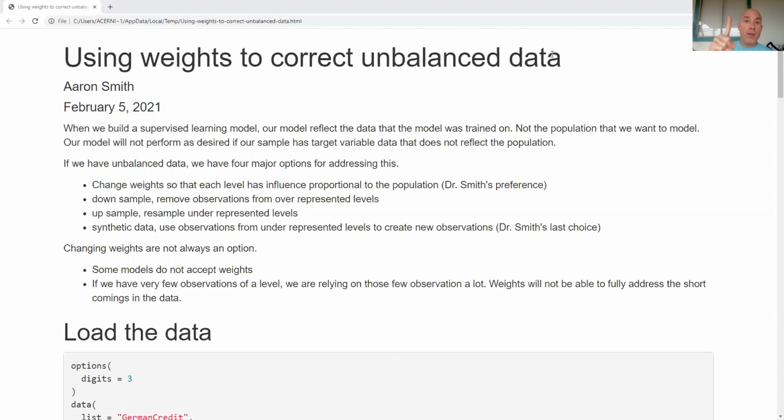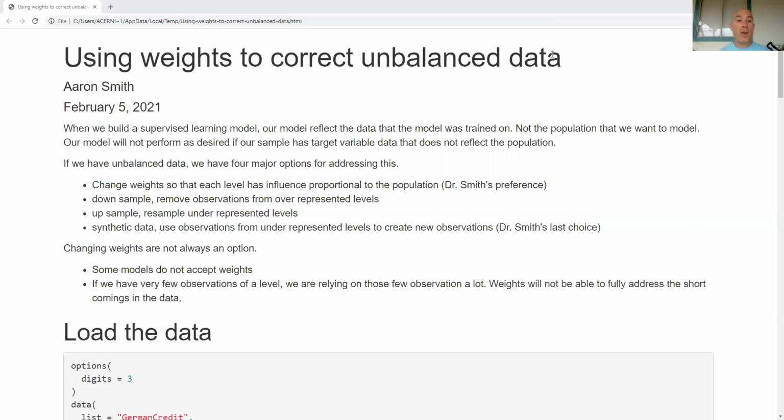The first one is weights, and that is my preference if I can do that. The second one is to downsample. That is, I remove, or omit, some of the observations from the overrepresented levels. We can upsample. Here we take the underrepresented level and basically double up on its data. We sample with replacement on the low frequency, or underrepresented, level. And the last choice is synthetic data, which is my personal last choice, but it's a good tool in our tool belt if we don't have other options.